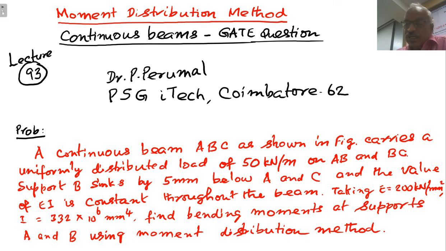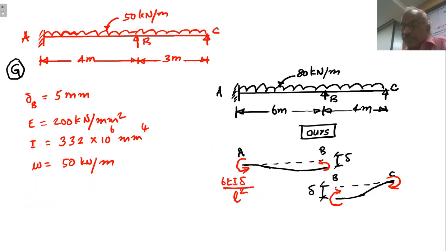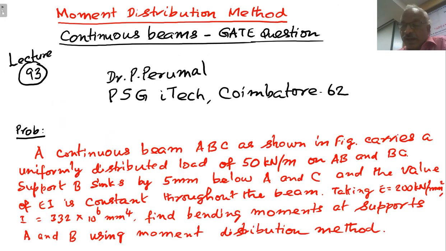I will show the data also. So this is the beam ABC that is given. Load is 50 kilonewton per meter. Delta B is 5 mm. And the value of EI is given. W is already given in the figure. So 5 mm below A and C. Support B alone sinks by 5 mm. And the value of EI is constant throughout the beam.